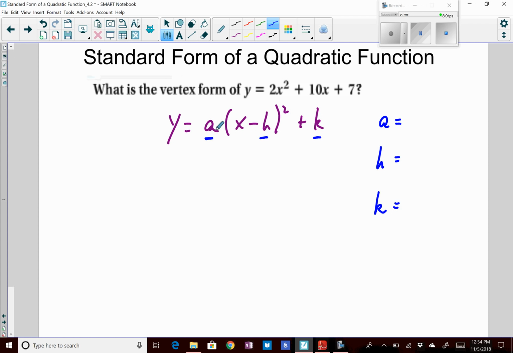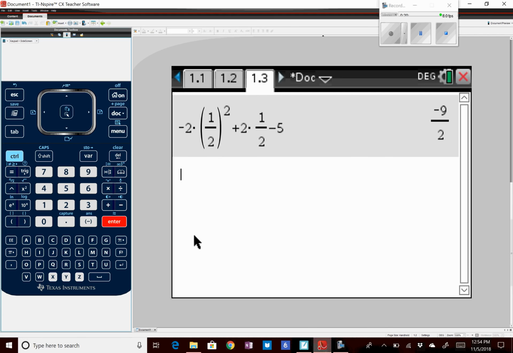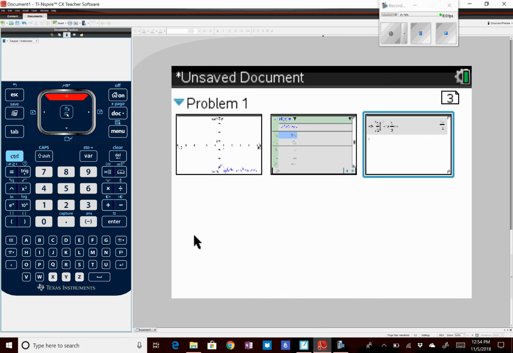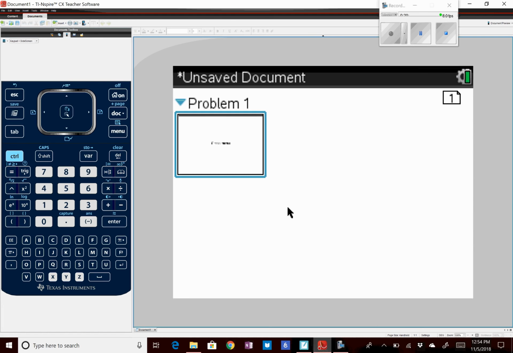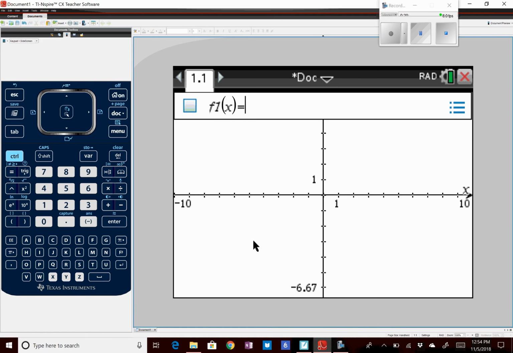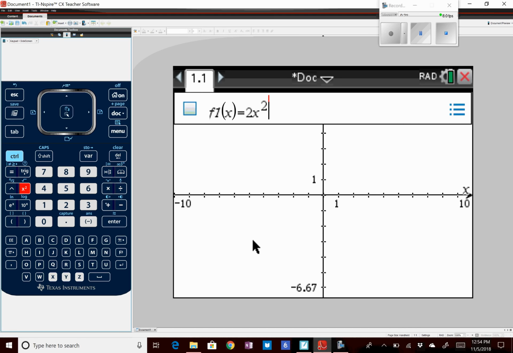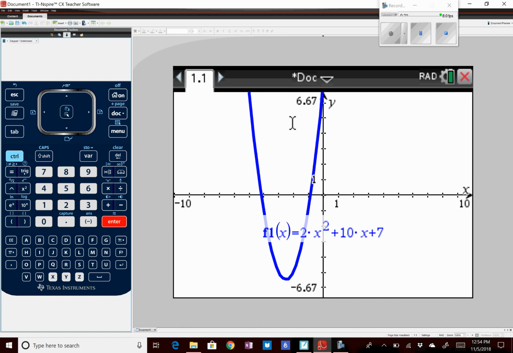So the first one's easy. A is already here. So we already know that a is 2. For h and k, let's just graph the equation in the calculator. We'll find the vertex and we'll have h and k. So we have 2x squared plus 10x plus 7. Let's get an x in there. There we go. And there's our graph.